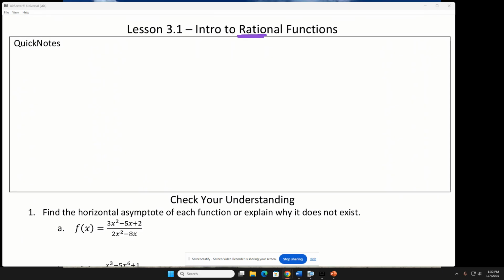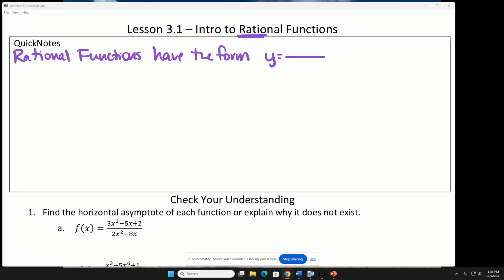Oh, yeah, that's a way to write a ratio with a little colon. Colon, yeah. When I think of ratio, though, good job, when I think of ratio, I think of fraction. So that's what a rational function is. It's a function that's written as a fraction. So let's jot that down. Rational functions have the form y equals n of x over d of x.